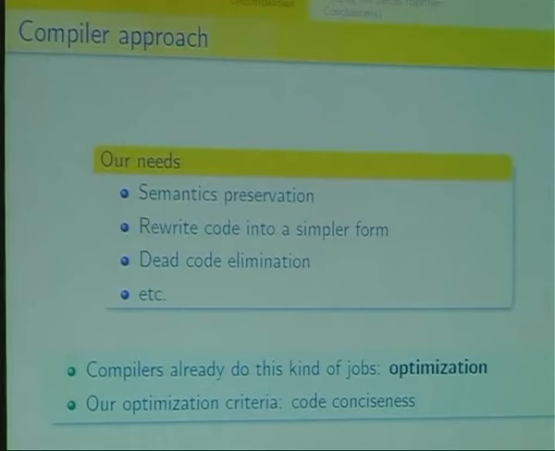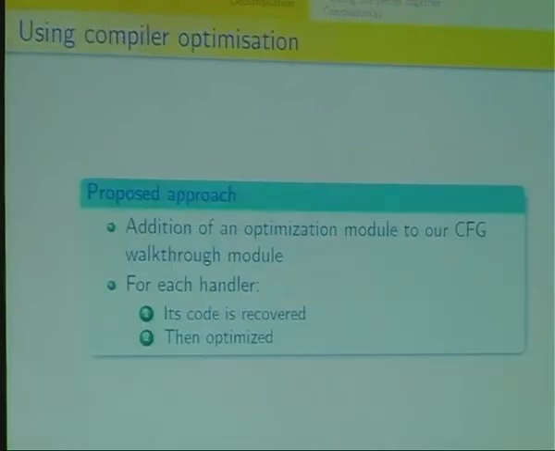If we think about that, one idea that quickly comes to mind is that compilers already do this kind of job. It's called optimization. We can optimize with respect to different criteria, which may be speed, size, or anything else. Our own optimization criterion will be code conciseness, because we want it to be easily analyzable with our classical tools. So the approach we proposed in this first part to break the obfuscation was to add an optimization module to our control flow graph module. For each of the handlers of the virtual machine, we will automatically recover its code and optimize it on the fly.